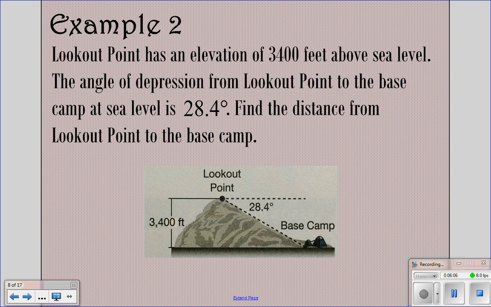We want to find the distance from Lookout Point down to the base camp. So we're looking for that distance there. We can make a triangle like this. And this angle here is a right angle. We are wanting to find this distance here.